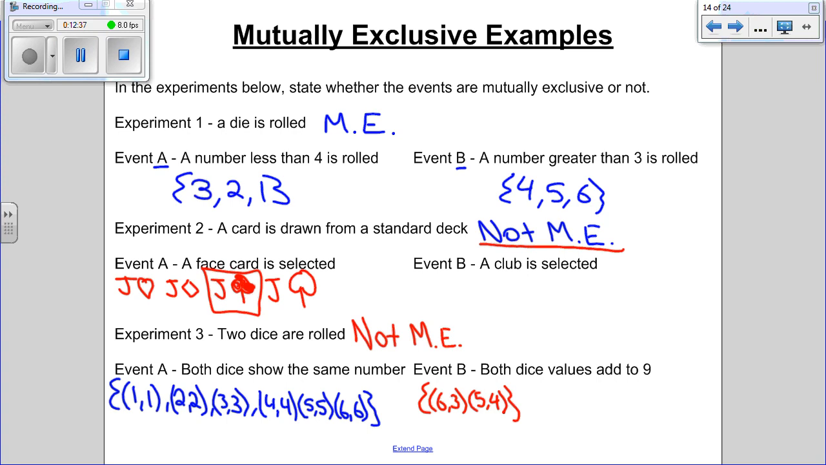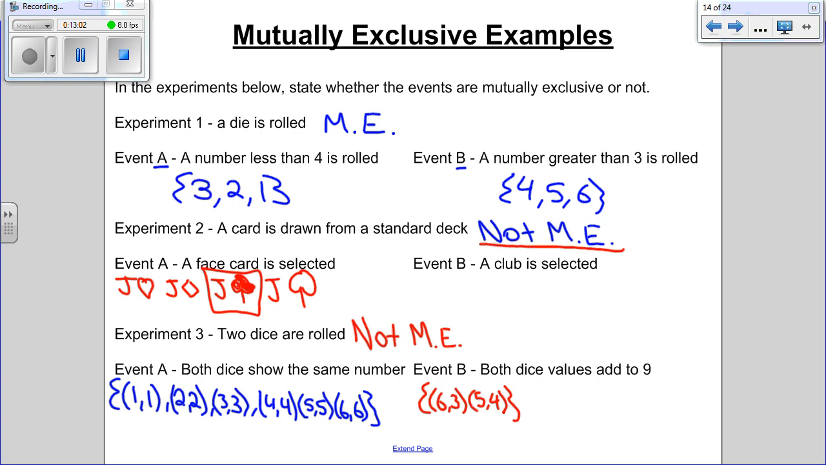The next experiment, 2 dice are rolled. Event A is both dice show the same number. So I've written out all the possibilities of you getting 2 dice that show the same number. You could get 1, 1, 2, 2, 3, 3, 4, 4, 5, 5, 6, 6. That's the only things that you could do that have the same number on both dice.